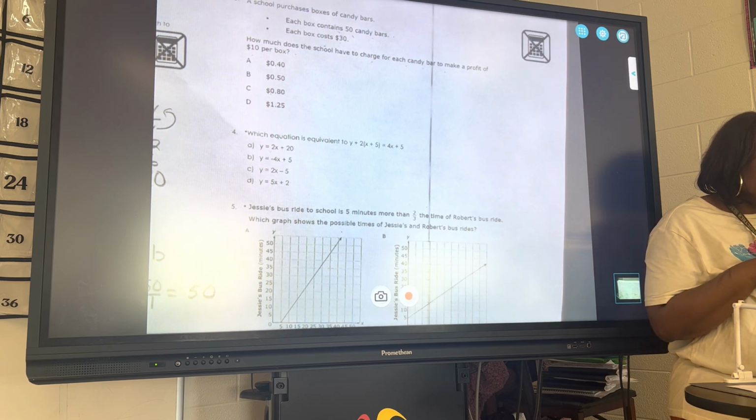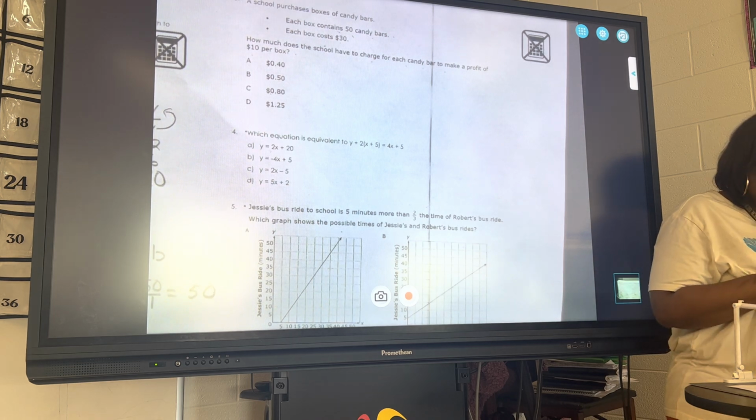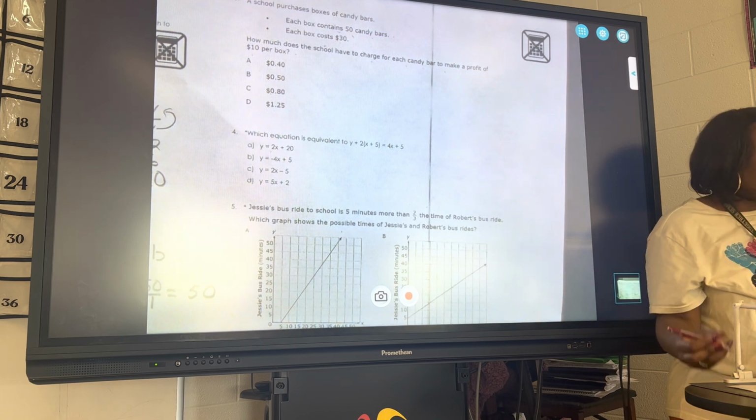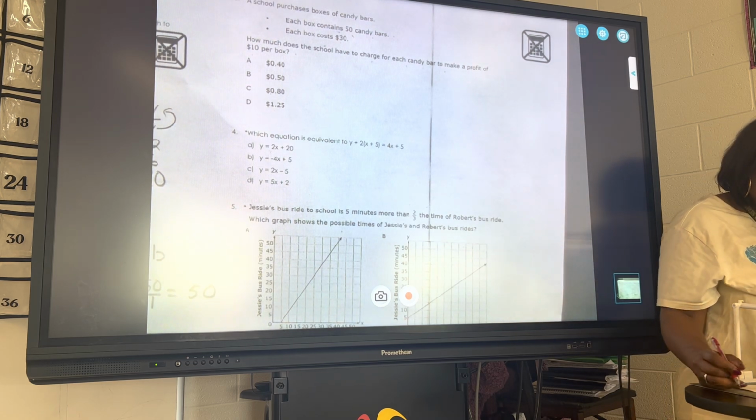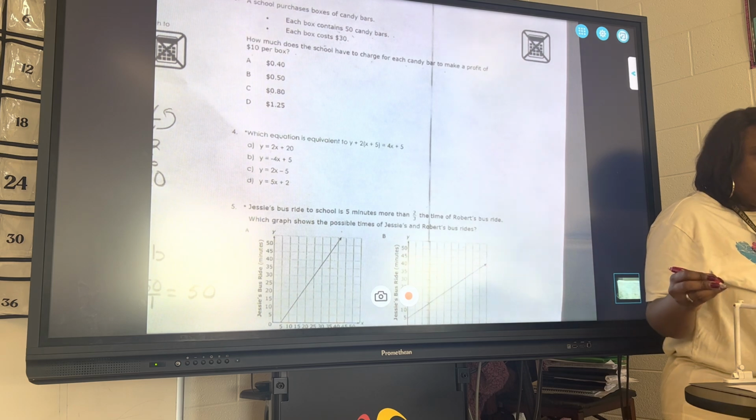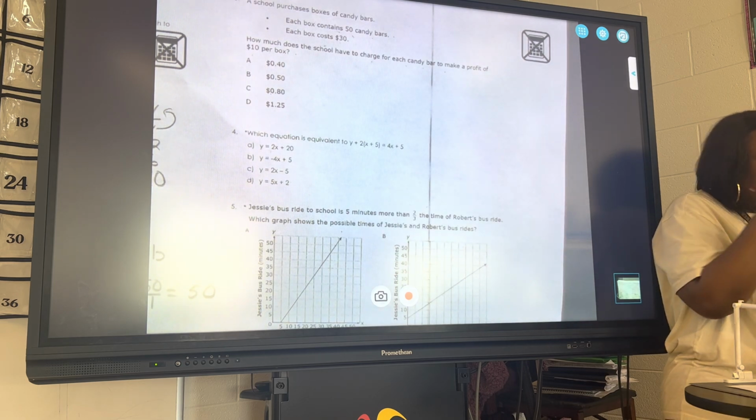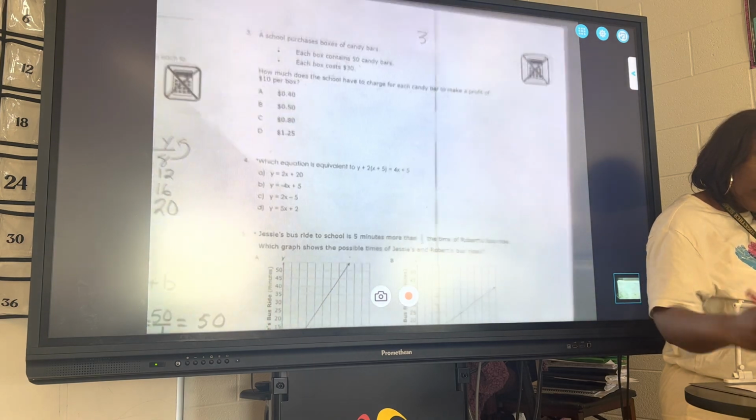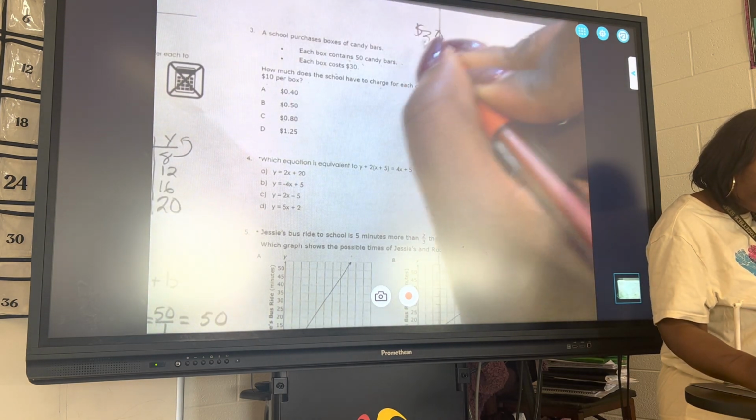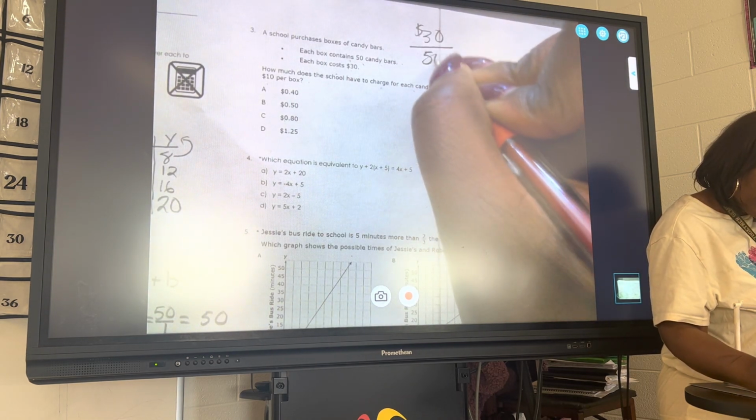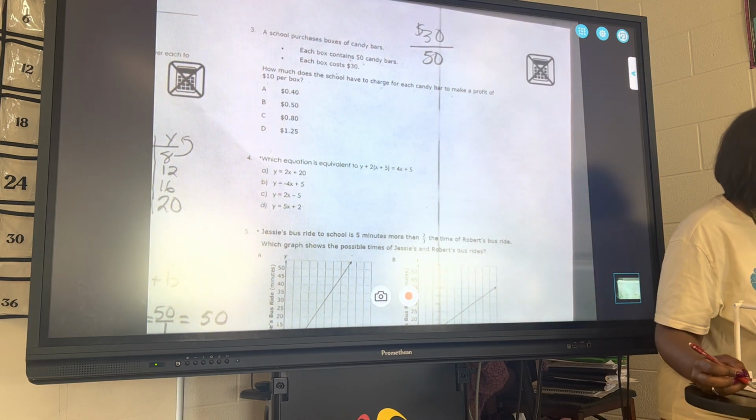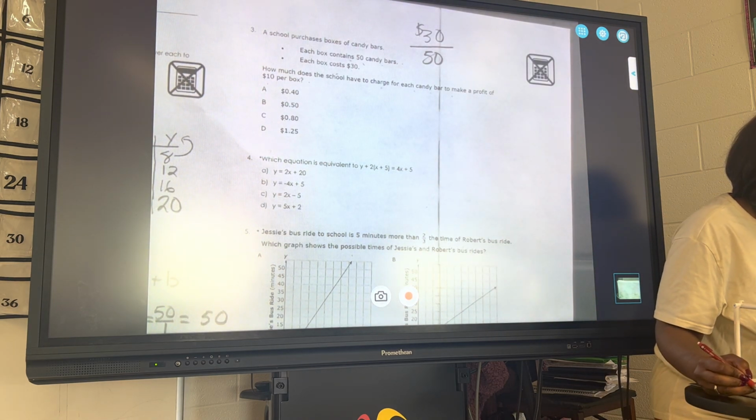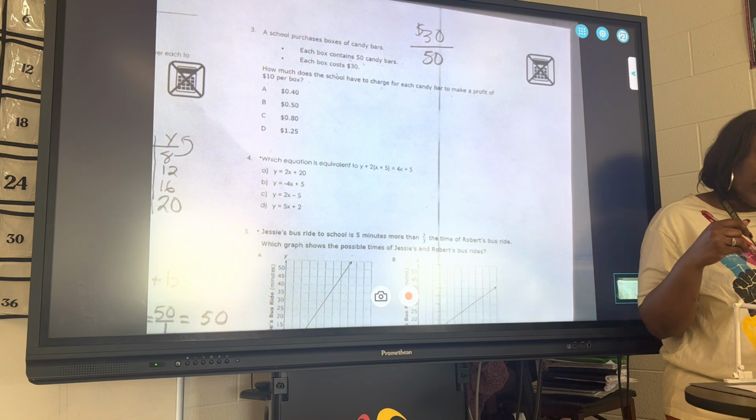10 divided by 10. So how do I figure out how much each candy bar is going to cost? 50 divided by 30. The other way around, because the total amount of money is the $30. And it's $30 for 50 candy bars. So you know each candy bar is going to cost less than $1. Does that make sense?